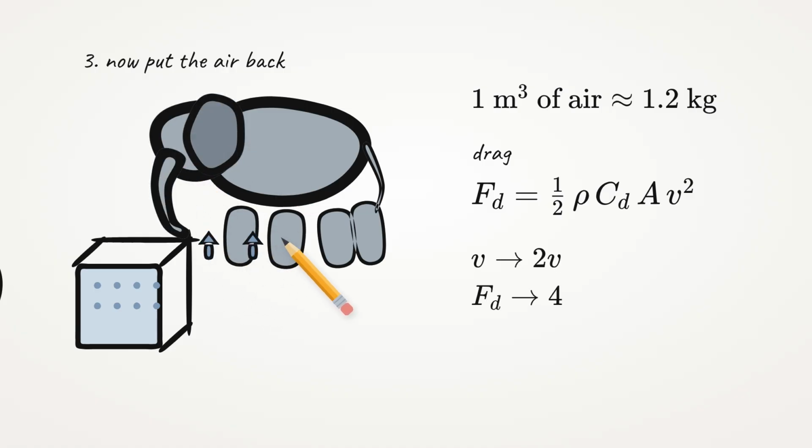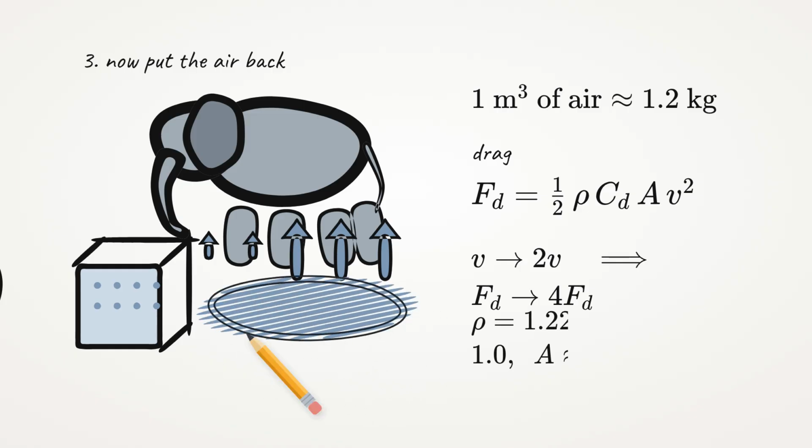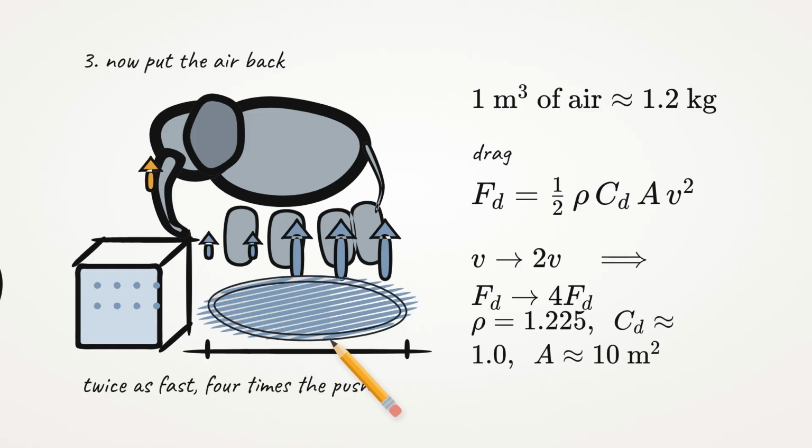Speed squared is what matters. Go twice as fast, and the air pushes back 4 times as hard. For our elephant, density 1.225, shape factor 1 for a blunt body, and a belly-down silhouette near 10 square meters.